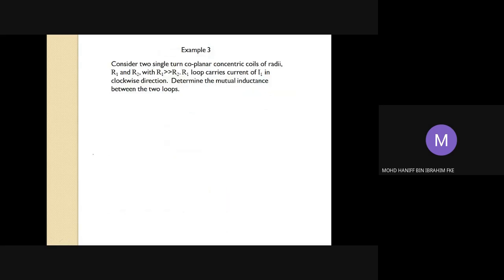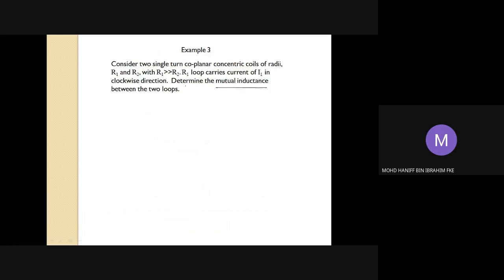Okay, so let's take example number 3. We have two single-turn coplanar concentric coils of radius R1 and R2, in which R1 is much bigger than R2. The R1 loop carries a current of I1 in the clockwise direction. The question is to determine the mutual inductance between the two loops.